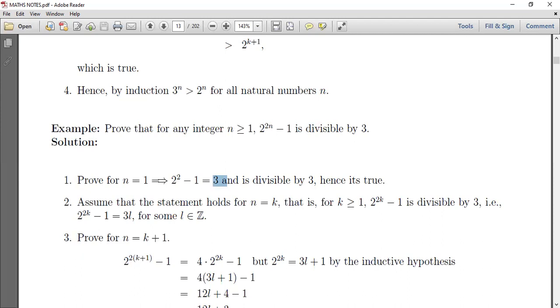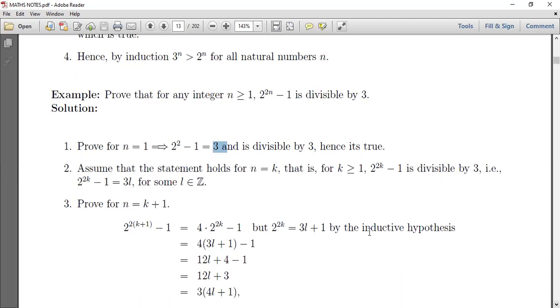Then we assume that this is true for n equal to k. We are just assuming that. What does it mean to assume that this statement is divisible by 3 when n is equal to k? When this statement is divisible by 3, it means there is an integer L that you multiply 3 with to get this statement. In other words, if 2 to the power 2k minus 1 is divisible by 3, there is an integer L that you multiply 3 with to get this statement.